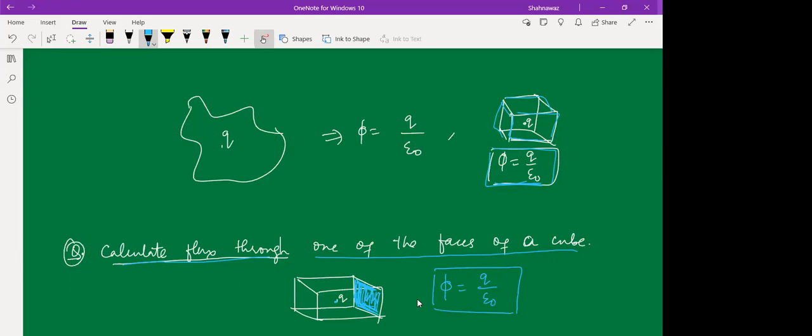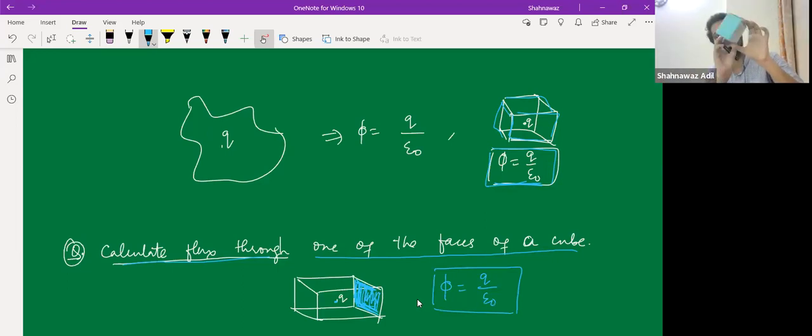Yeah. So let's say that this is a cube, and some charge is placed at the center of the cube, right? Now this is open from the top, but let's say I put some charge in the center and I close this cube. So this is a closed surface, right, sir? So the flux through the closed surface is always Q by epsilon, right?